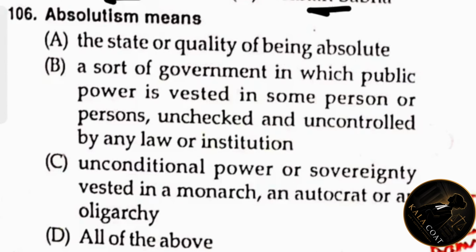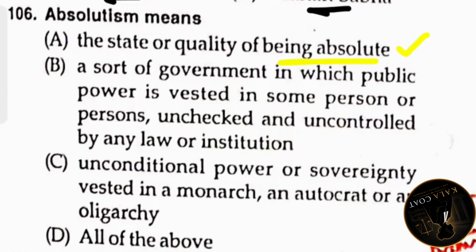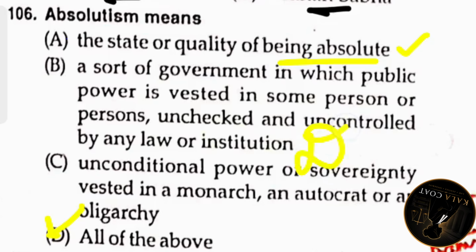Question number 106. Absolutism means the state of being absolute, correct? A sort of government in which public power is vested in some person or persons, unchecked and uncontrolled by any law or institution. Option C. Unconditional power or sovereignty vested in a monarch, an autocrat or an oligarchy. All of the above is the right answer. D is the right answer.